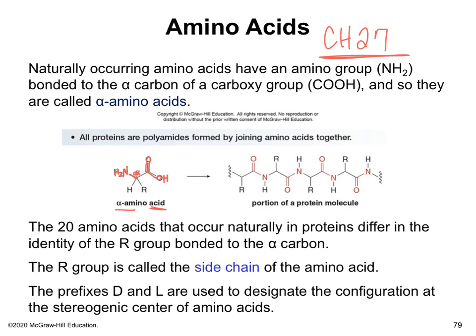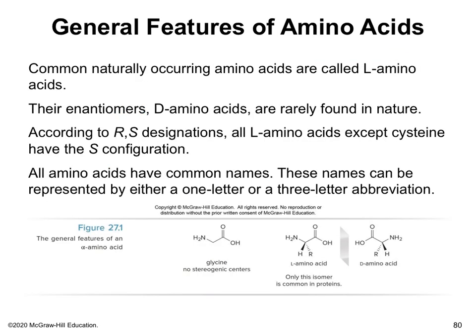And so all proteins are polyamides. They're amide bonds formed by joining amino acids together. And it's this R group that differs, and it gives us different properties. This is called the side chain of the amino acid. And they are stereocenters. So your commonly occurring amino acids are the L amino acids. D amino acids are rarely formed in nature.